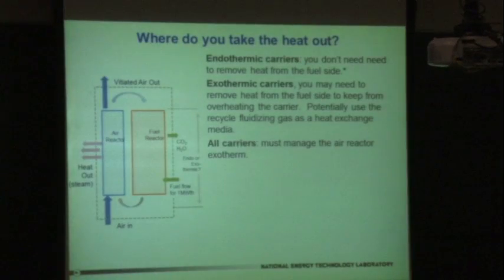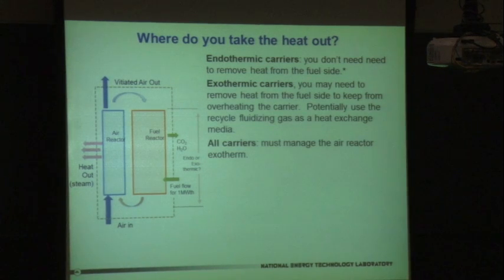Okay, there we go. So this is an interesting question. Where do you take the heat out of the process? All right, because we've looked at different carriers, endothermic. For endothermic carriers, you don't need to take fuel or heat out of this side, because you might actually have to take heat out. Exothermic carriers, you've got to take heat out of the air reactor, right? No matter which carrier you're using, you've got to manage that air reactor exotherm.